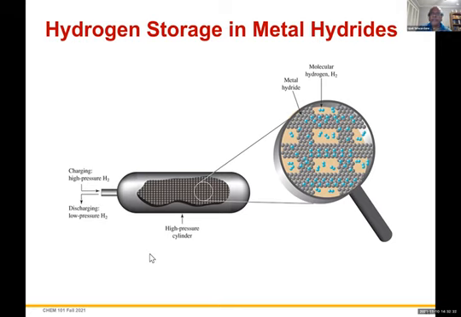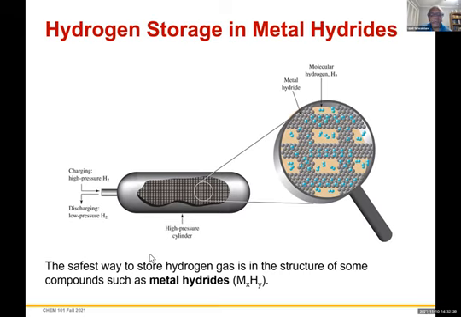The fastest way to store hydrogen gas is to structure some compounds such as metal hydride.